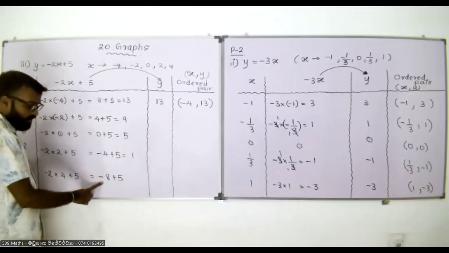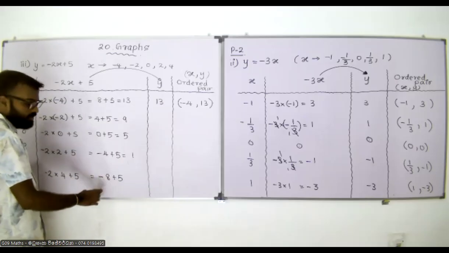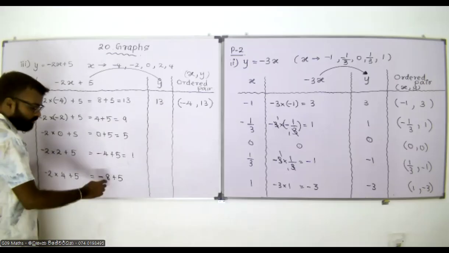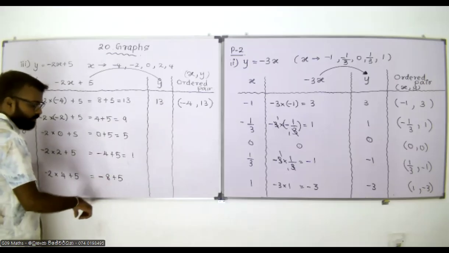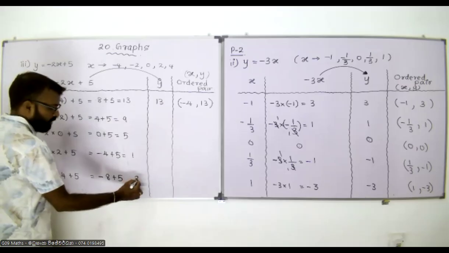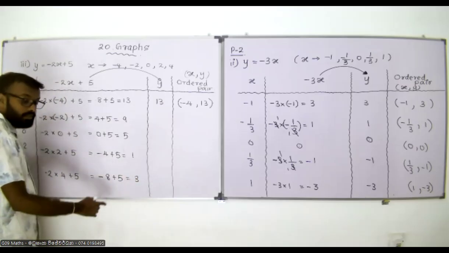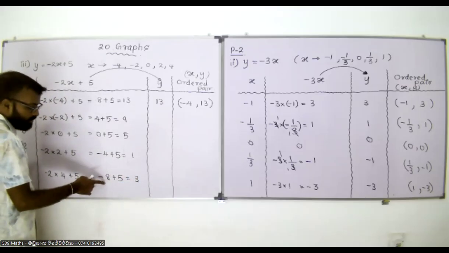Negative 8, right? So, two directed numbers with two different signs. So, the biggest number is 8. Get the subtraction, 8 minus 5 is 3. And how are you going to decide the sign of this? By looking at the sign of the biggest number, negative.